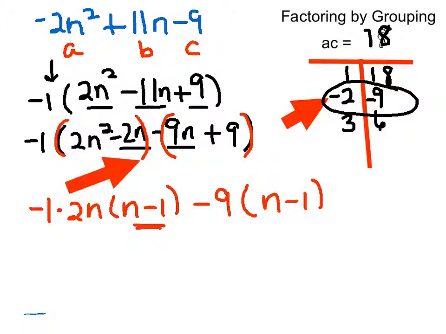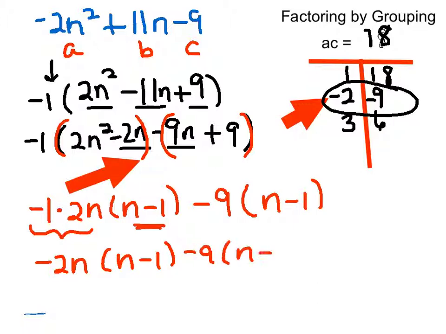In the front, these two numbers, I guess you can still call them terms, -1 times that 2n is going to be -2n. Then I have n minus 1, minus 9, and n minus 1. Okay, now we're going to pull it together.